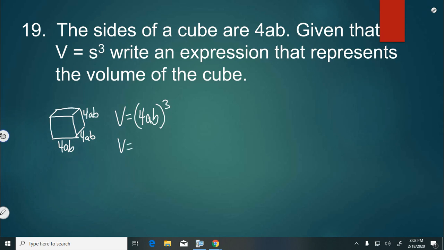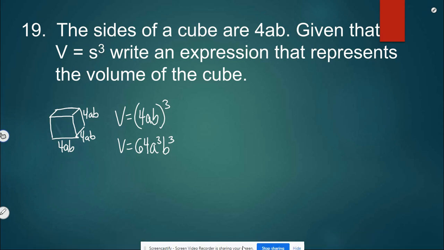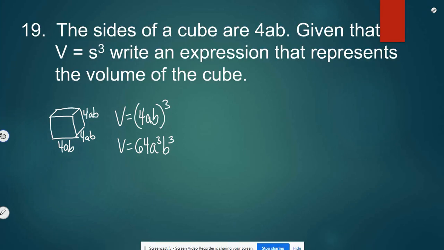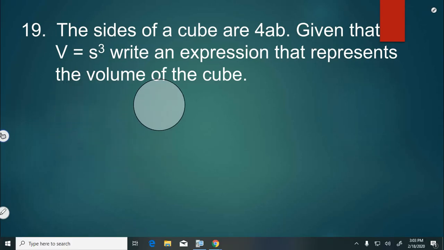4 cubed is 4 times 4, which is 16, times 4 again is 64. And a cubed is just a cubed, and b cubed is another b cubed, making my volume 64a cubed b cubed.